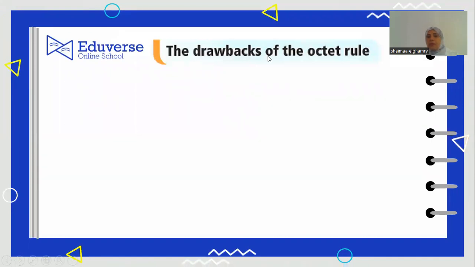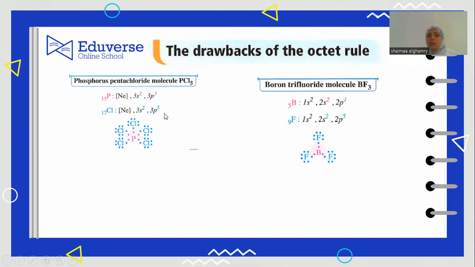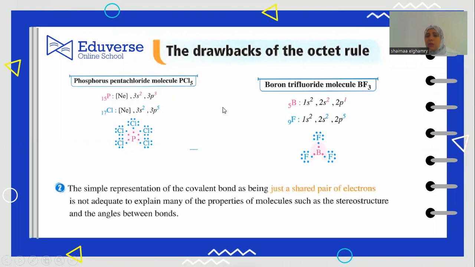The drawbacks of the octet rule. The octet rule couldn't explain some molecules, such as the molecule of PCl5. Here we can find that phosphorus is surrounded by 10 electrons, and according to the octet rule, it's supposed to have only 8 electrons. Also, it couldn't explain the molecule of BF3. Another drawback for the octet rule, it couldn't explain the stereostructure of the molecule and the angle between the bonds.